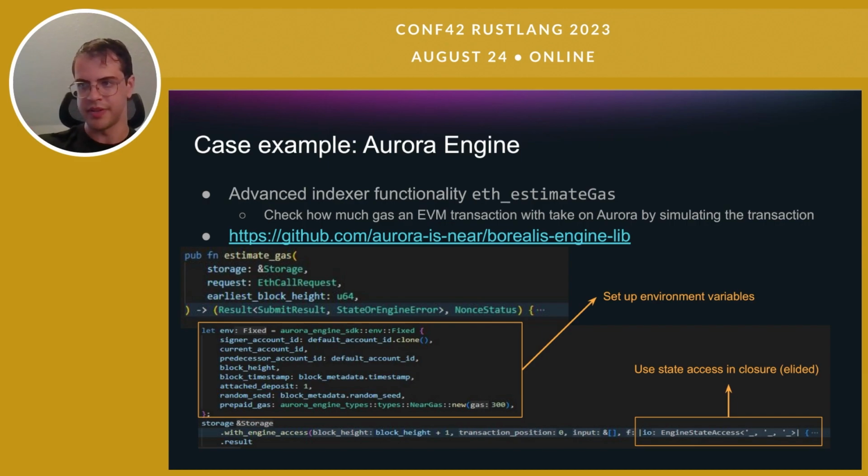So this is the environment variable. As you can see, we're setting default values because it's just fixed. In this case, it's just a simulation. And then we also have the engine access struct that we saw on an earlier slide, and we're accessing it at a particular block height and transaction position because, again, the user can specify those things in their request.